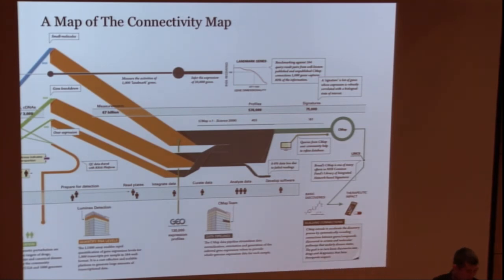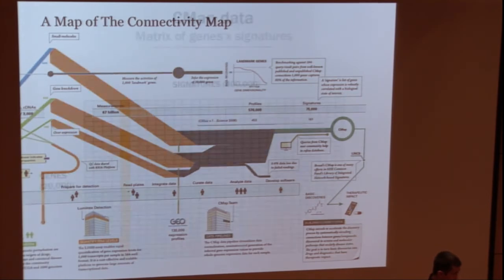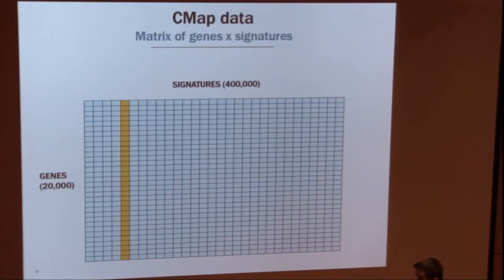The reason it's 75,000 and not 400,000 is this map was made a year and a half ago. But so this is the data that we have: 400,000 signatures by 20,000 genes. And what we do with this data is we ask, given any column here, how does it look, how does it relate to all the other columns in the database?